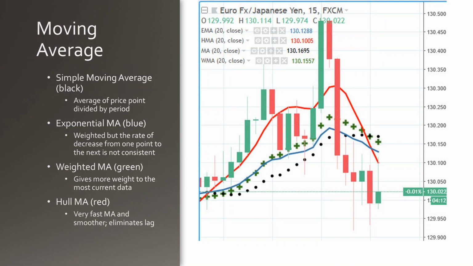You have exponential moving average. That's the blue line on the chart. It is a weighted moving average, but the rate of decrease from one point to the next is not consistent, okay? Then you have a weighted moving average, which gives more weight to the most current data. So the closer to the end of that average, they give more weight to that particular close. For example, the last bar versus 20 bars ago. And then you have the hull moving average, which is a very fast moving average and it eliminates lag. However, it can also be somewhat choppy because it moves a lot faster with price. And that is the red line that you see on the chart.